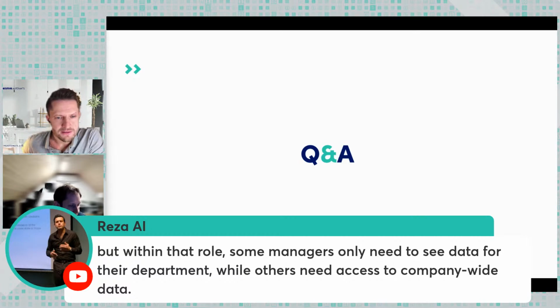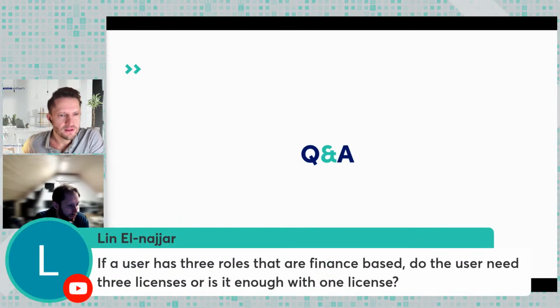Thank you, Bart. The next question. If a user has 3 roles that are finance-based, does the user need 3 licenses, or is it enough with 1 license? Just one. So this is just one license.